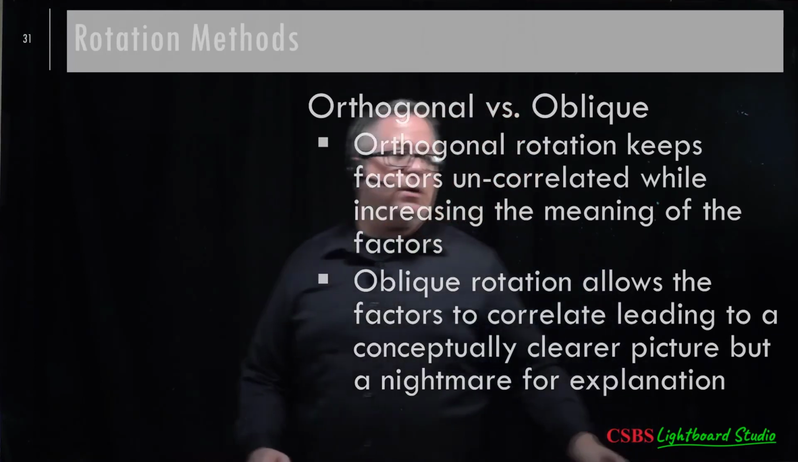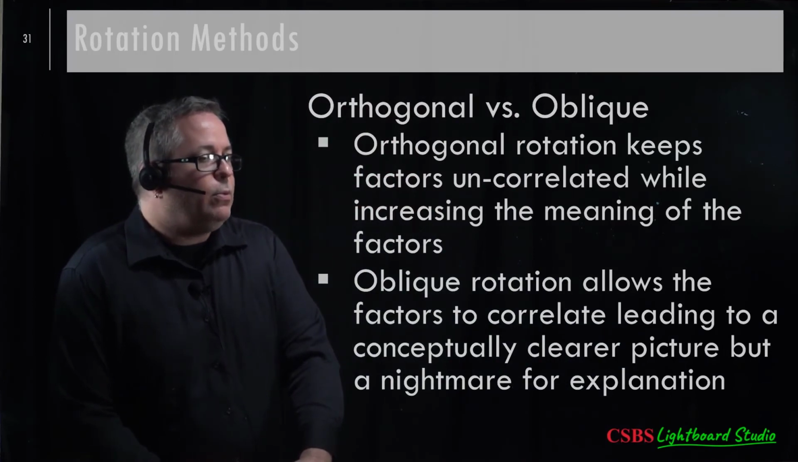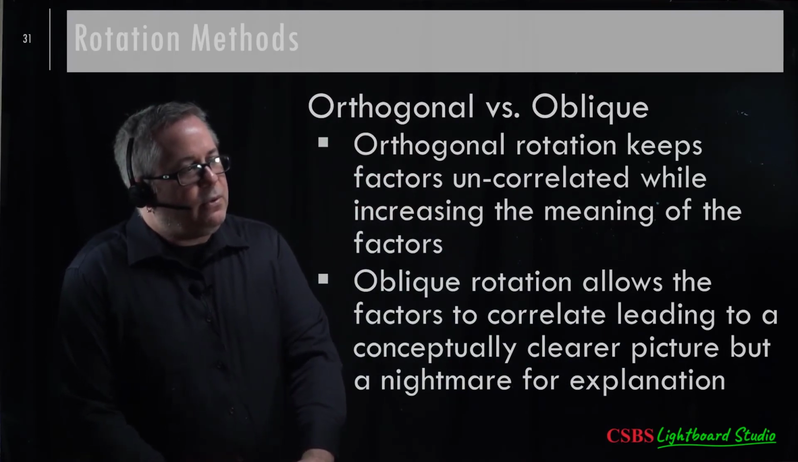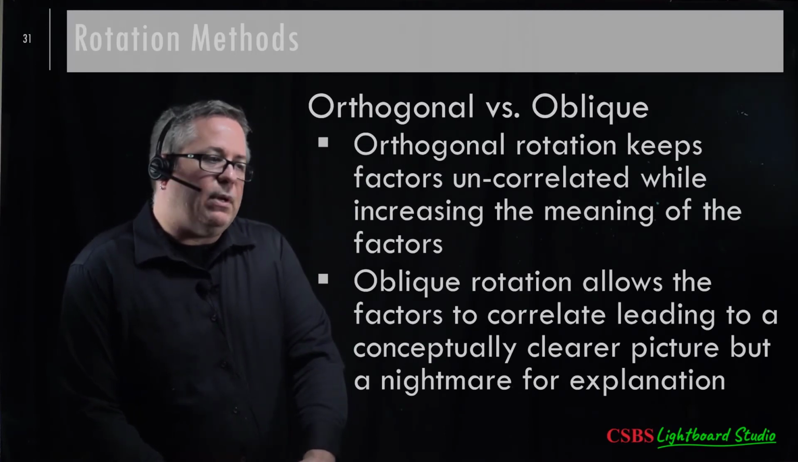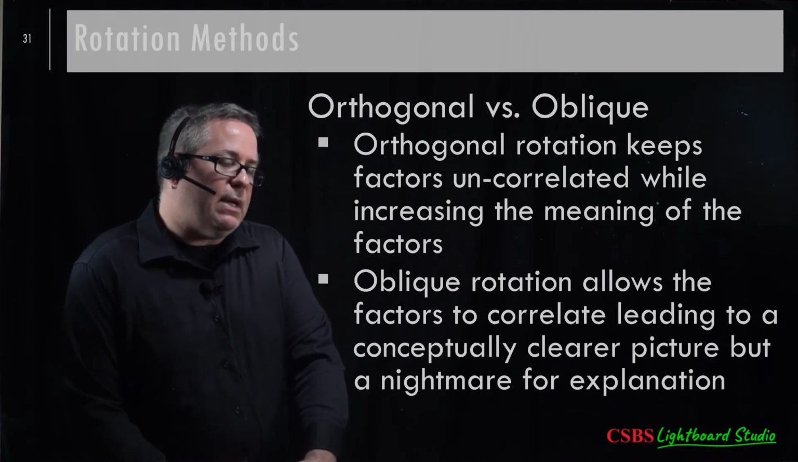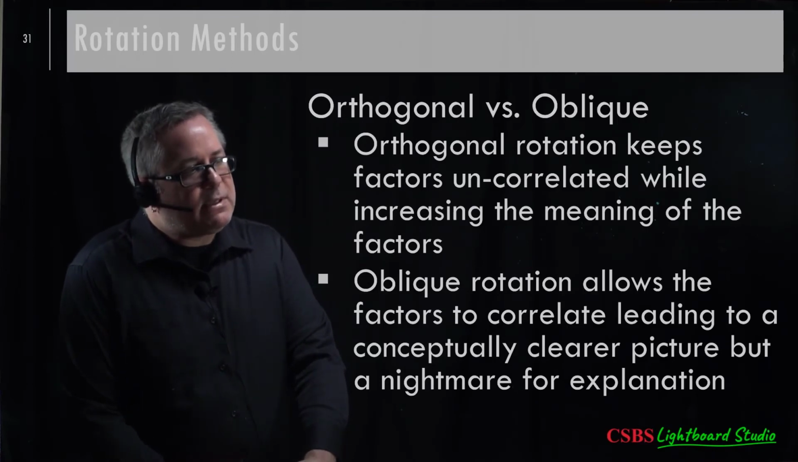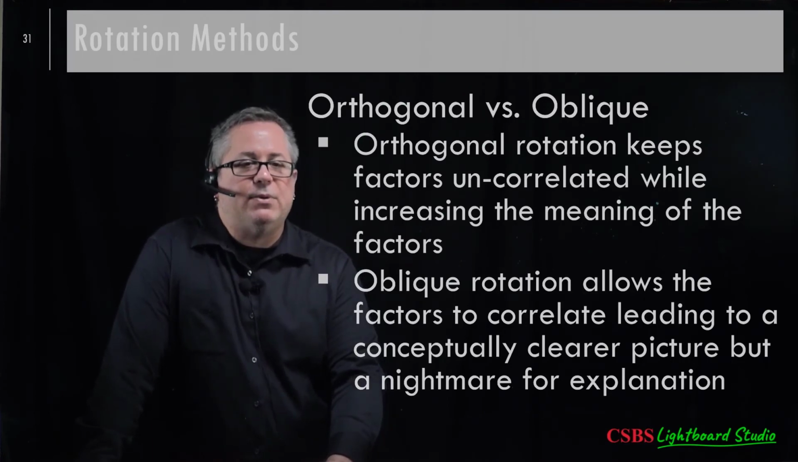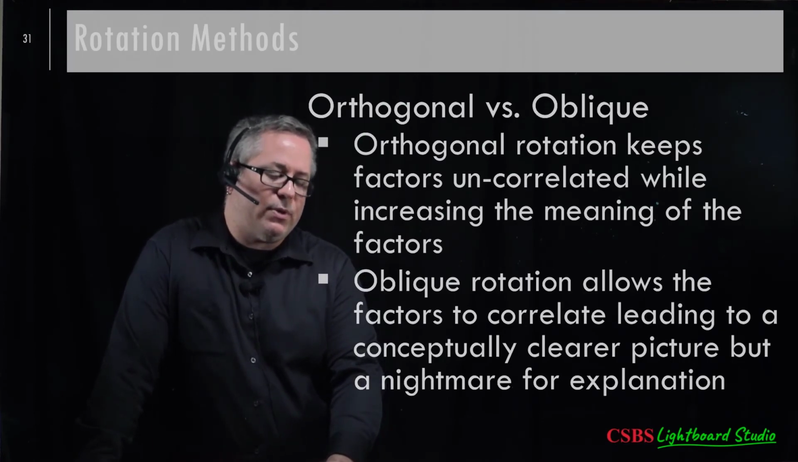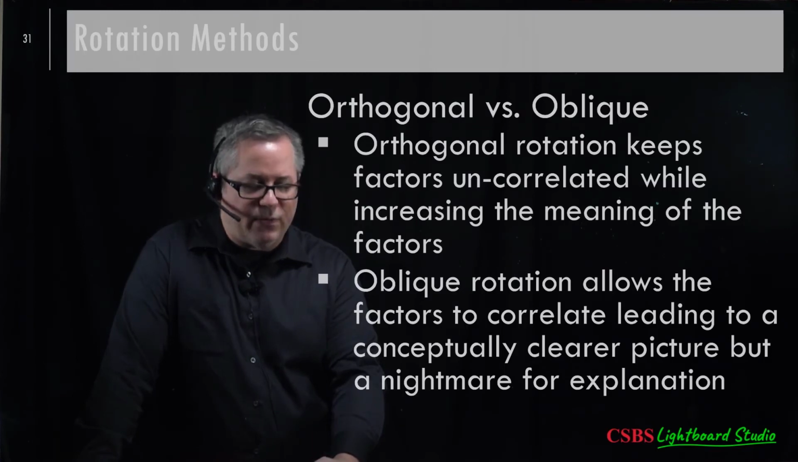Okay, orthogonal versus oblique. Orthogonal rotation keeps factors uncorrelated while increasing the meaning of the factors. Oblique rotation allows factors to correlate, leading to a conceptually clearer picture in terms of interpretation sometimes, but it could be more of a nightmare when it comes to explanation. I'll talk about that in a second. Instead of one loading matrix that is rotated, you're now separating out the one loading matrix into two additional matrices called the structure and the pattern matrix, which make things a little bit more complicated, but oftentimes it's what is necessary to really get an idea of what's going on in the factors.